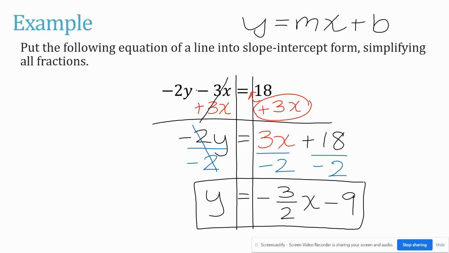So always move your x value by either adding it or subtracting it. Make sure not to combine it with the constant because they're not like terms. And then divide every term by what's in front of y. That's how you get the y by itself.